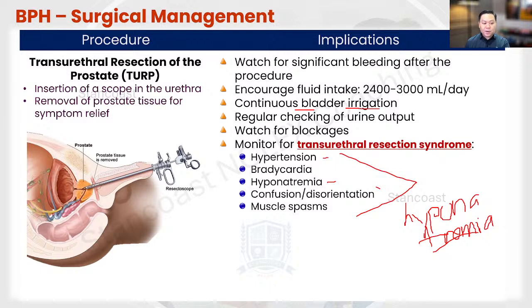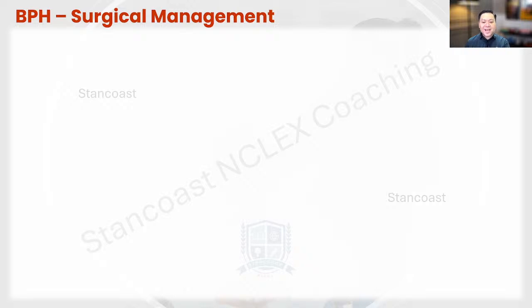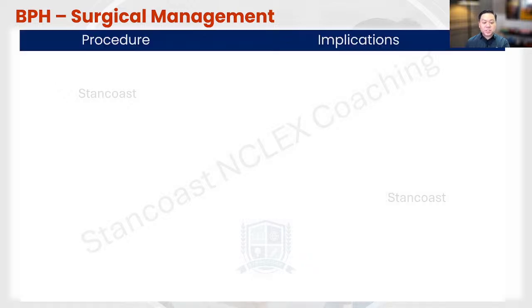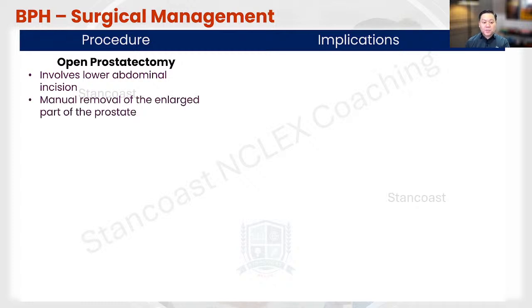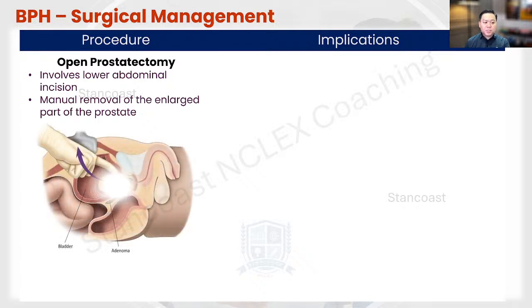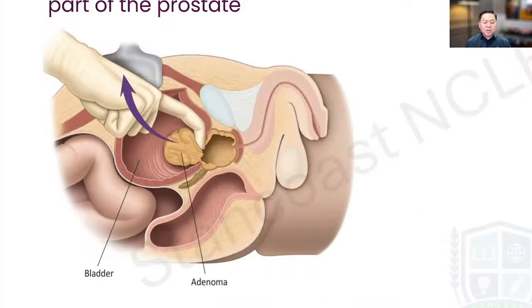when you are dealing with this patient with continuous bladder irrigation. Now we're going to talk about the next procedure, which is the open prostatectomy. This is an invasive procedure that will involve a lower abdominal incision, and there's going to be manual removal of the enlarged part of the prostate. Once the incision has been created, the surgeon will be manually removing that section of the prostate. Kind of like, hey, what are you doing there? You're just kind of scraping with a gloved hand.